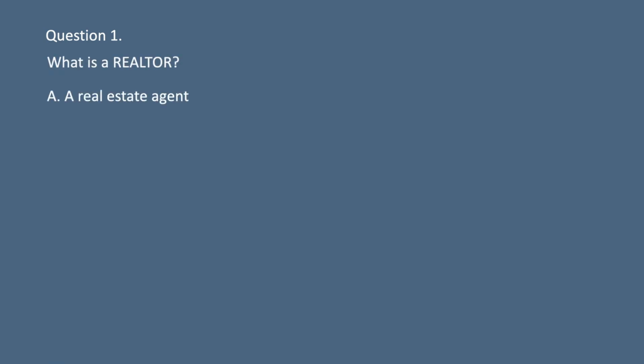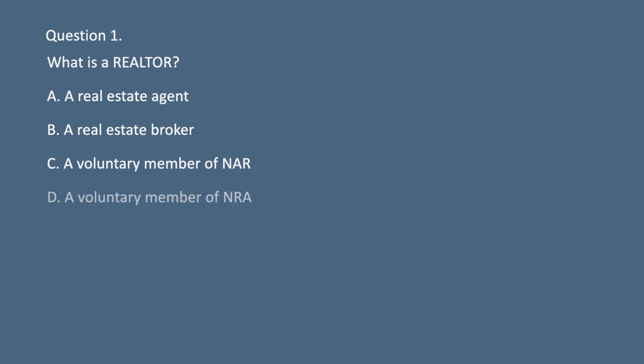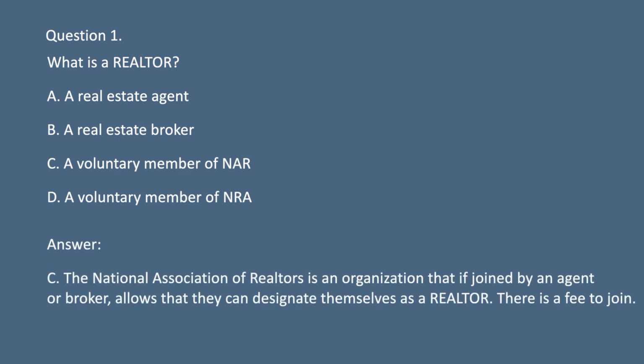Question 1. What is a realtor? A. A real estate agent. B. A real estate broker. C. A voluntary member of NAR. D. A voluntary member of NRA. Answer. C. The National Association of Realtors is an organization that, if joined by an agent or broker, allows them to designate themselves as a realtor. There is a fee to join.